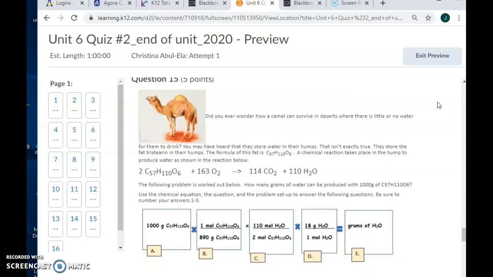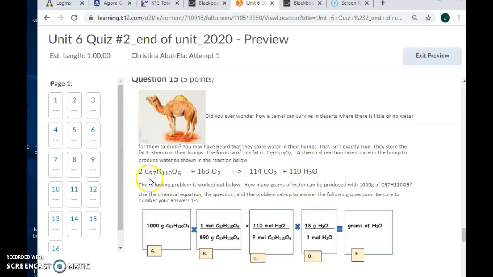Question 15. Did you ever wonder how a camel can survive in deserts where there's little or no water? For them to drink, you may have heard that they store water in their humps. That isn't exactly true. They store the fat tristearin in their humps. The formula of this fat is C57H110O6. The chemical reaction takes place in the hump to produce water as shown in the reaction below.